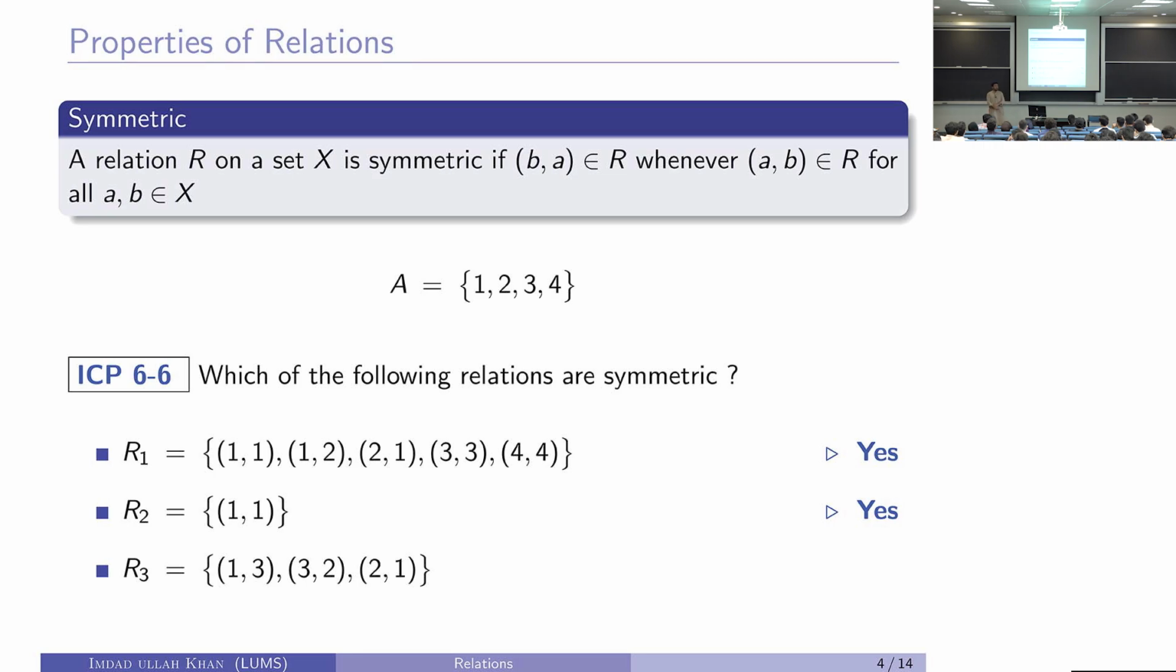R3 is this relation: (1, 3), (3, 2), (2, 1). Why is this not symmetric?